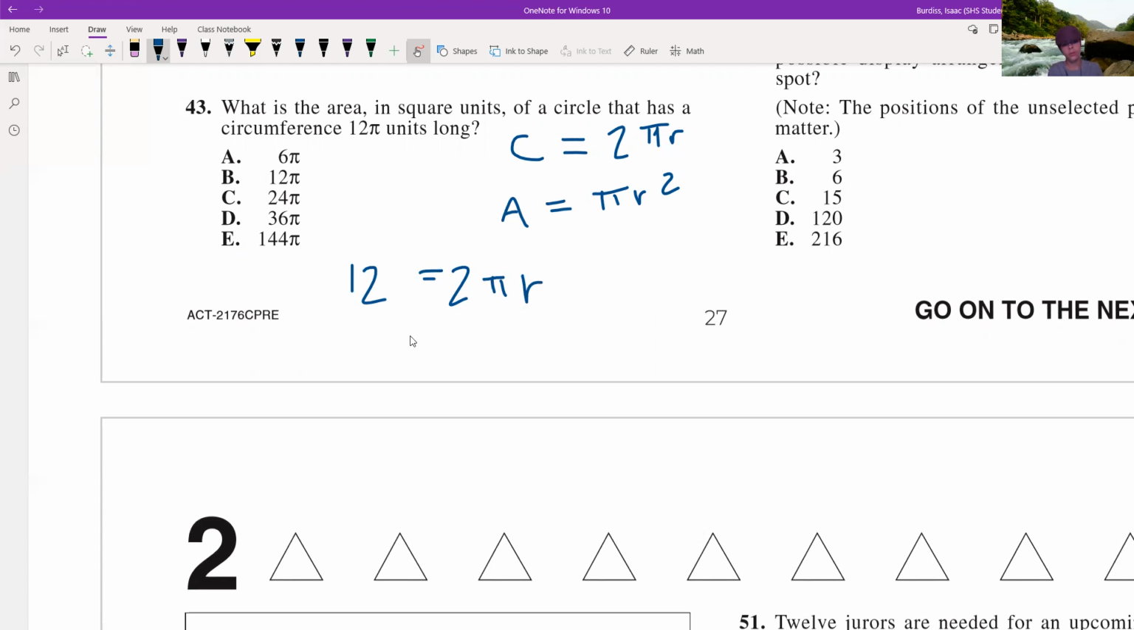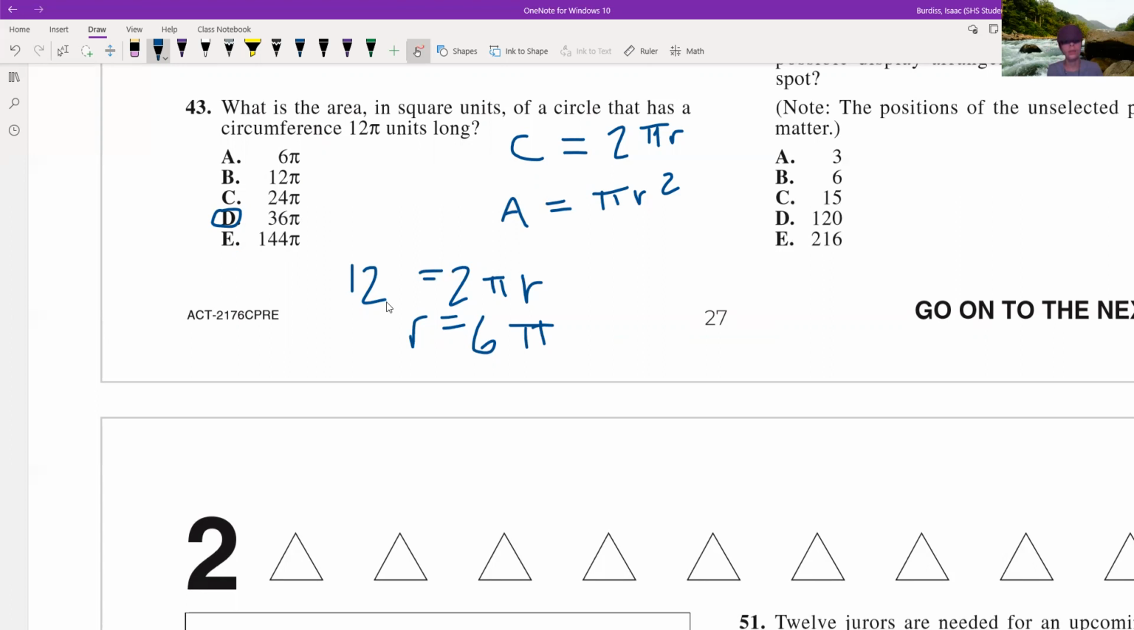That would mean that R was 6 pi, and 6 pi squared, that is 36 pi, wait. R is 6 pi, yes, wait, no. Here we go again. Okay, I got this right, but I don't know why I'm not thinking of what I did.